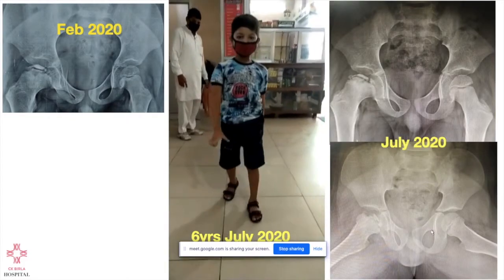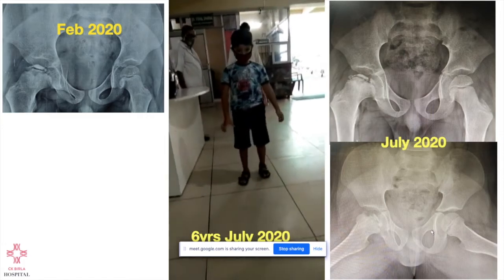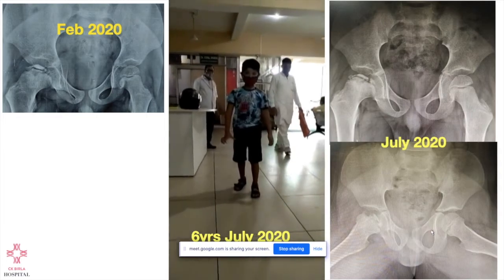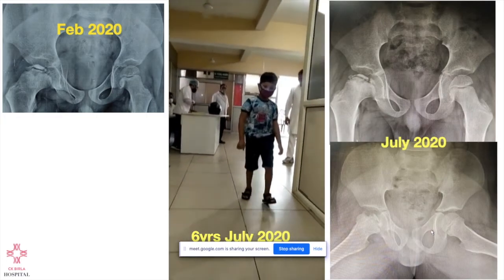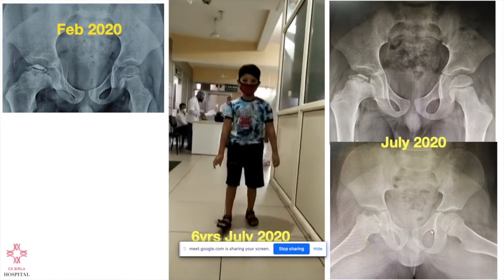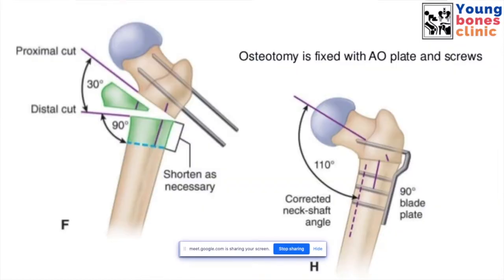Okay, so this is the same child at 6 years of age, walking with a reasonable gait. He's obviously apprehensive because we have kept him non-weight bearing for many months. It is not painful. There is some restriction of internal rotation, but you can see the limping child.